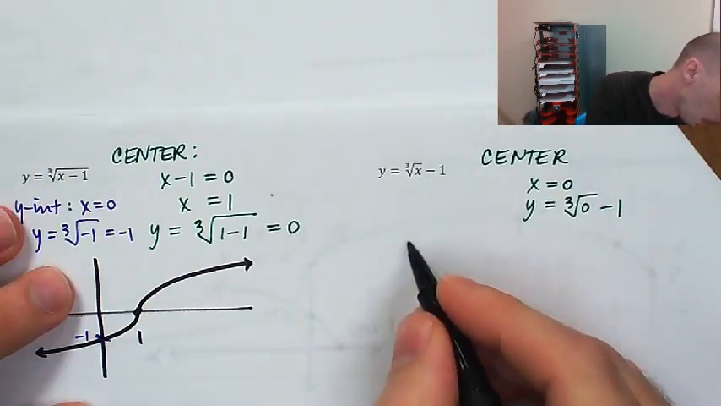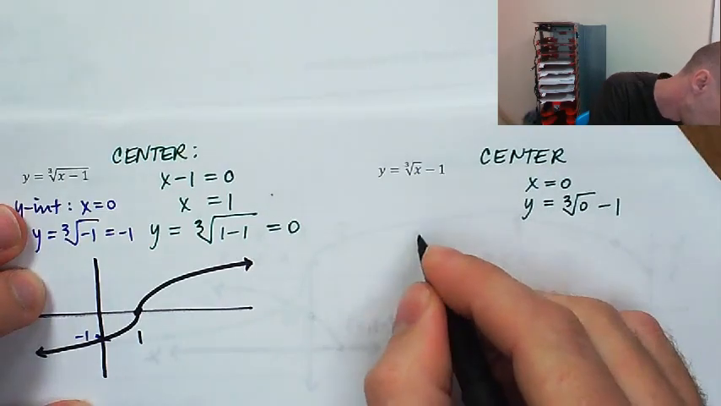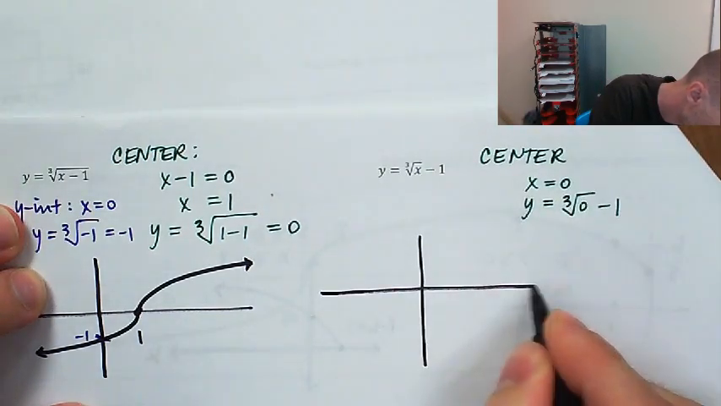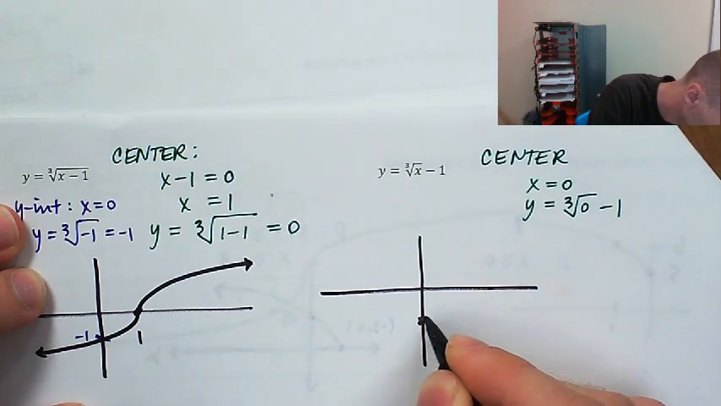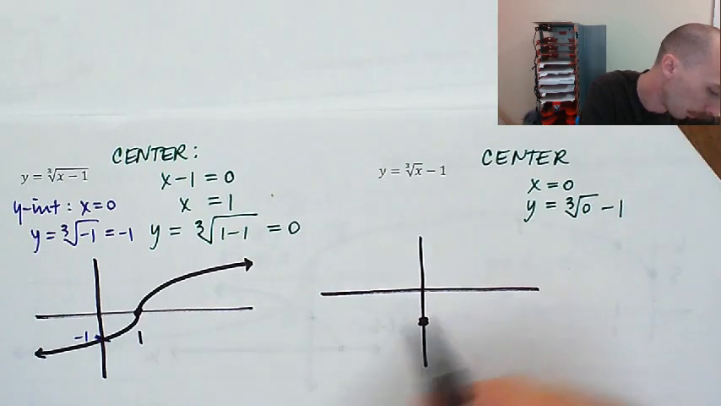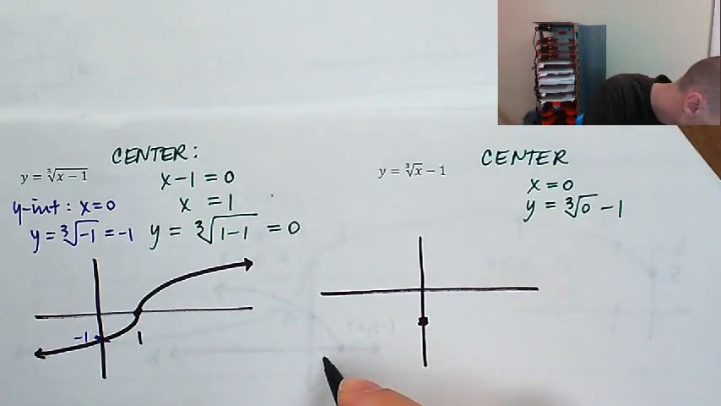So I go over here on the y-axis, 0, negative 1 is going to be the center of my graph. Otherwise it looks the same. So this is where it went momentarily vertical. So it's going to go over here.